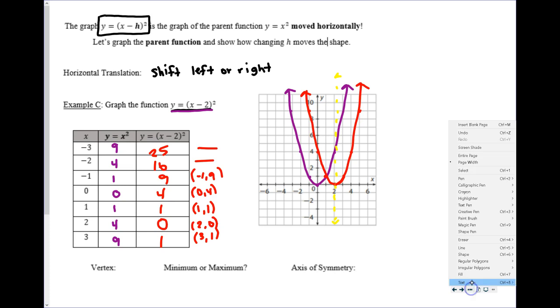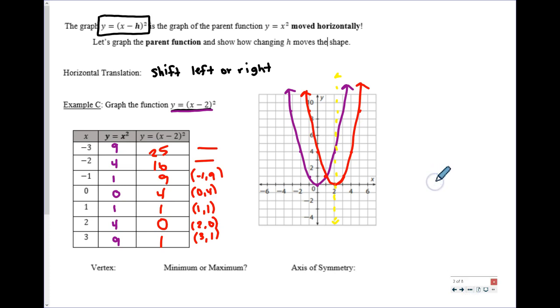Now look at how this graph moved. Instead of going up and down, it moved 2 units to the right. So that vertex just moved 2 spaces to the right, which is why we have this -2 here. Okay, now the weird part, and this is what's going to be a struggle for this learning target, is that when you see this minus sign, a lot of you are going to think to move left. But actually, the minus sign means move right, which is really challenging to remember.